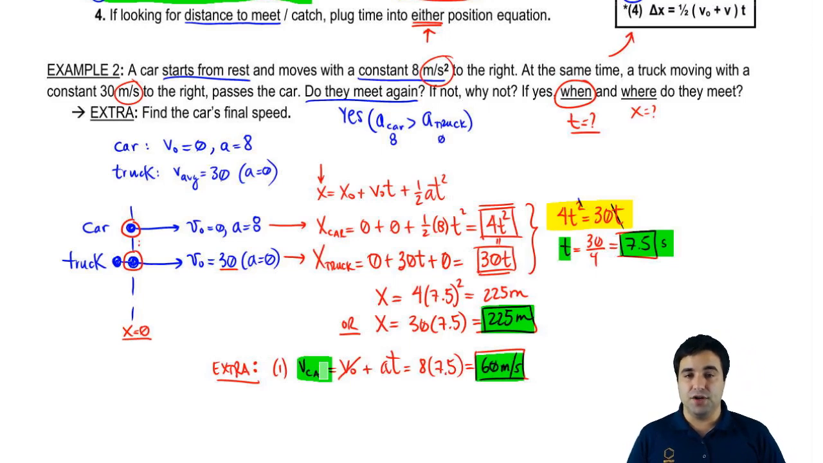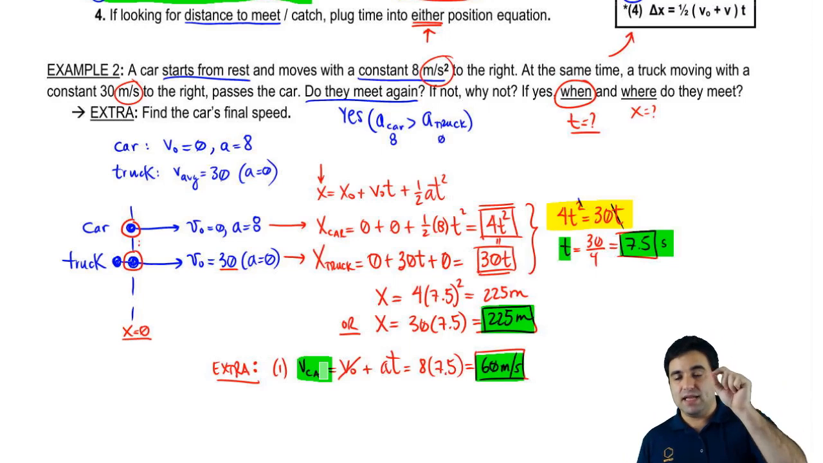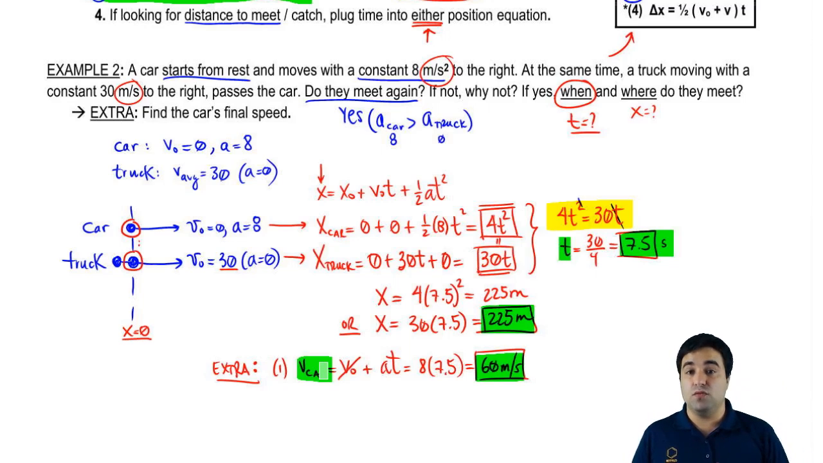Anyway, so that's basically how you're going to do these. You write their position equations, set them equal to each other to find your time, and then you plug that time back into either one of the position equations to figure out where they meet. And sometimes they're going to ask you how fast one of the two objects was going. They're not going to ask you how fast the truck was going because the truck is a constant 30. But the car is changing its velocity, so it makes sense to ask for the car's velocity at the end. That's it for this one.